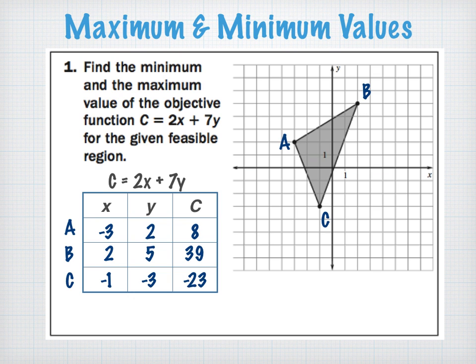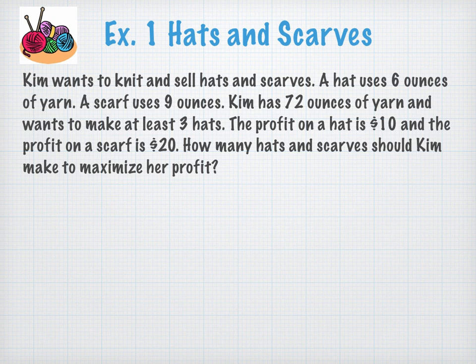So we'll have our first word problem now about hats and scarves. Kim wants to knit and sell hats and scarves. A hat uses 6 ounces of yarn. A scarf uses 9 ounces. Kim has 72 ounces of yarn, and she wants to make at least 3 hats. The profit on a hat is $10, and the profit on a scarf is $20. So how many hats and scarves should Kim make to maximize her profits?